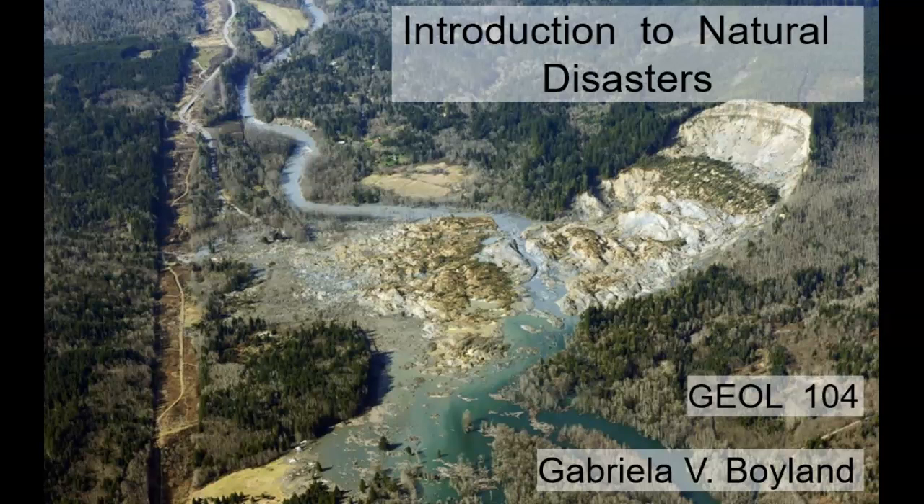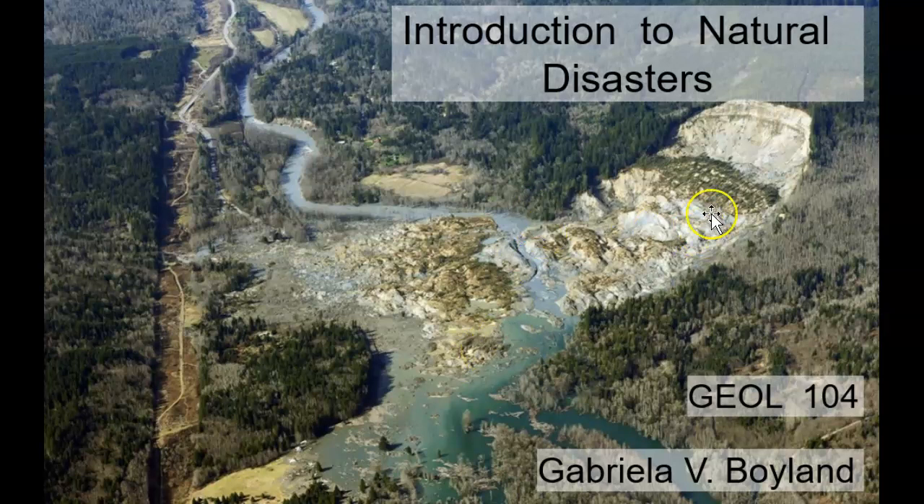So in this lecture we'll go over Chapter 1, which is Introduction to Natural Hazards. This first slide that you're seeing, as well as the following slide, which I'll show you in a second, are both images of the Oso landslide, which is a landslide that happened, and I guess, depending on how you look at it, continues to occur in Washington State.